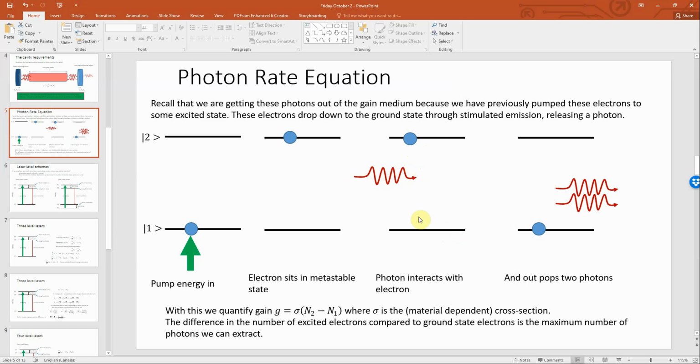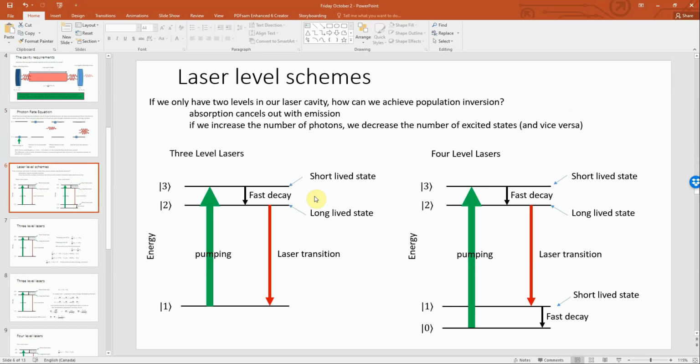And so we need to do something else. We need to trick this system in order to be able to have population inversion. And that's where we come into these laser schemes. So what we need to do is somehow trick the system into being in an excited state, but these excited states don't have the exact same energy transition from the pumping energy source as we do from this laser transition.